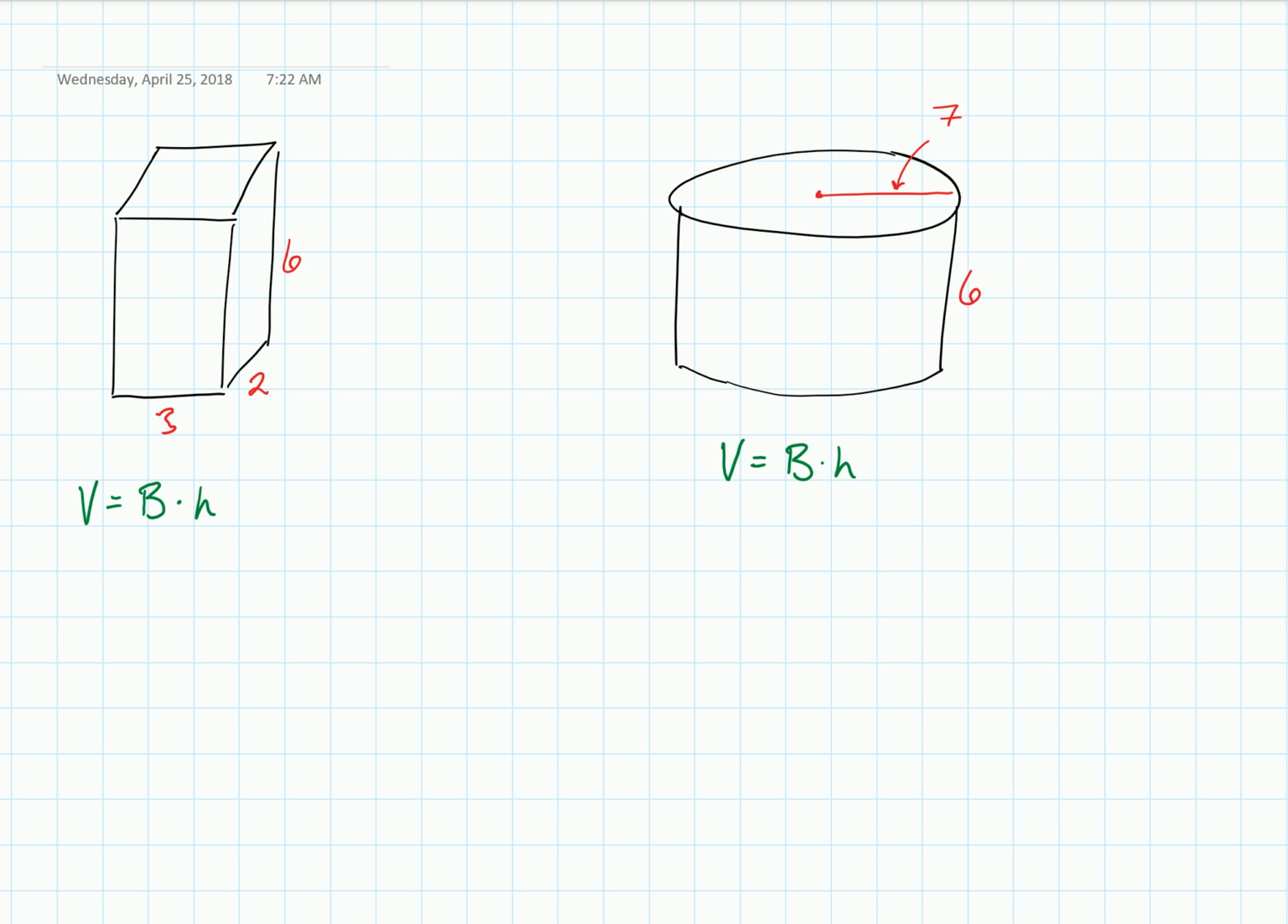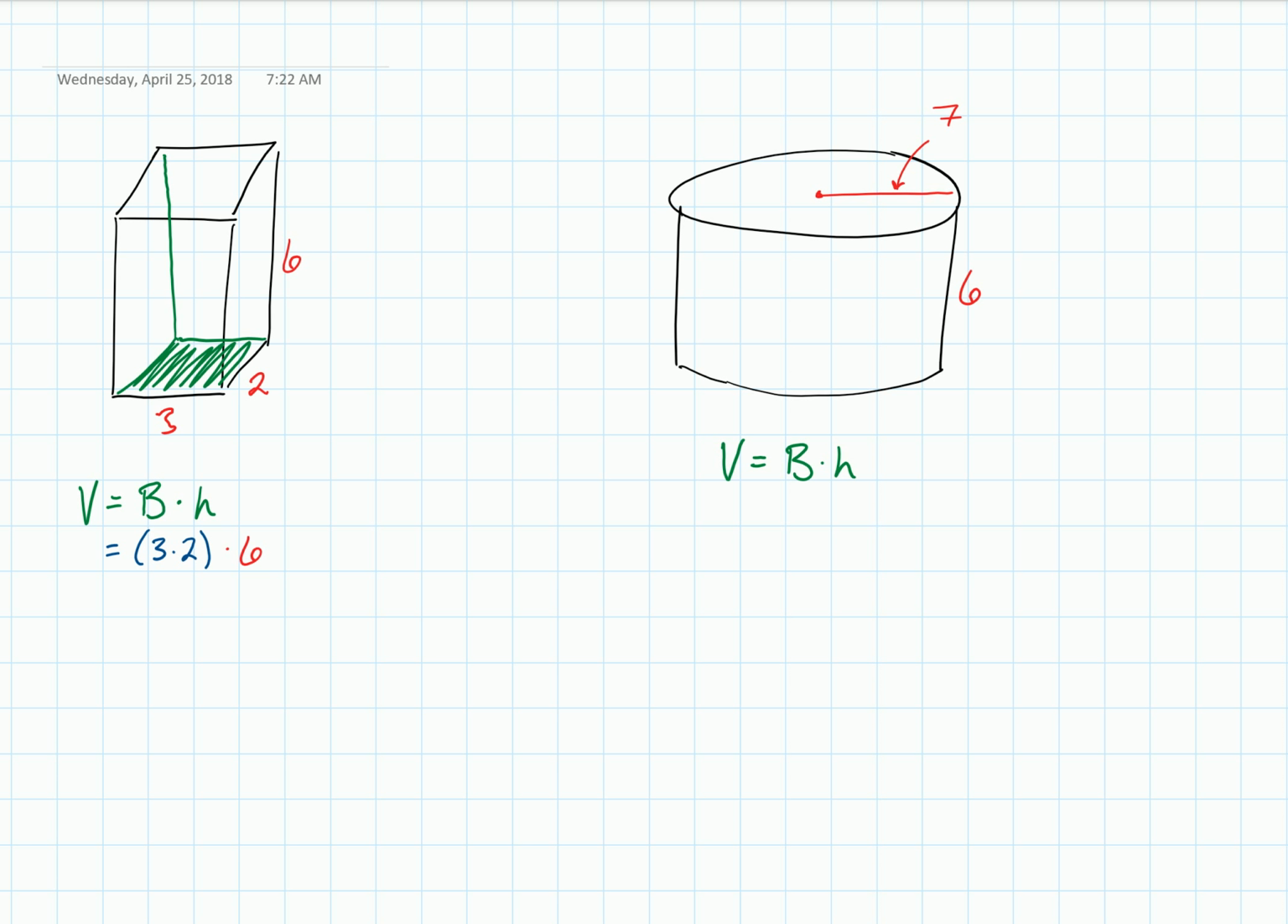On the left here, the base is a rectangle, and as I'm shading it in, you can imagine that this rectangle travels all the way to the top of the figure. And so the base is a rectangle, and the area would be 3 times 2, and then the height of the figure would be 6.